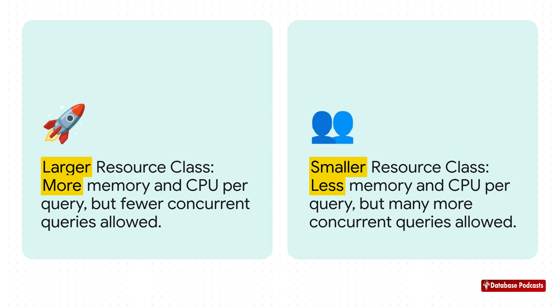So here's the bottom line. The choice you make here has a huge impact on your users. If you put someone in a larger resource class, yeah, their big, heavy query gets a ton of memory and CPU, which is great for them. But it means fewer other queries can run at the same time. On the flip side, put them in a smaller class, and the system can handle way more concurrent queries, but each one just gets a smaller piece of that resource pie.